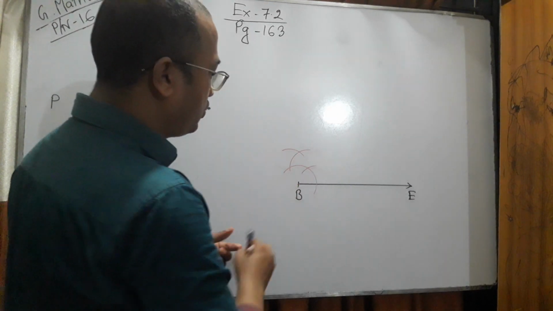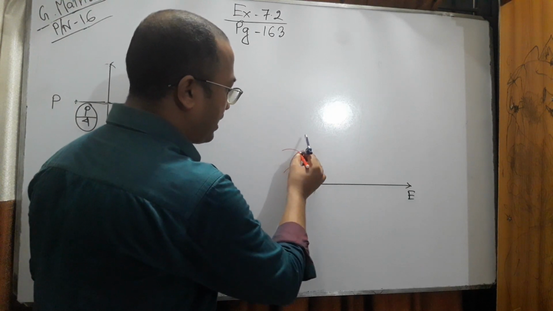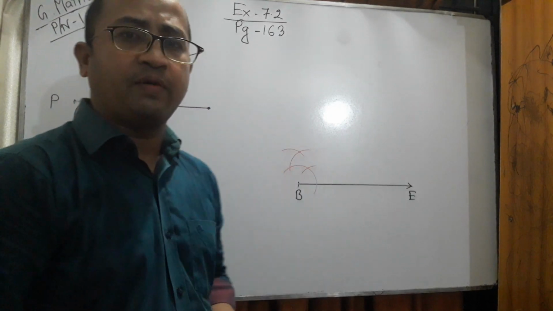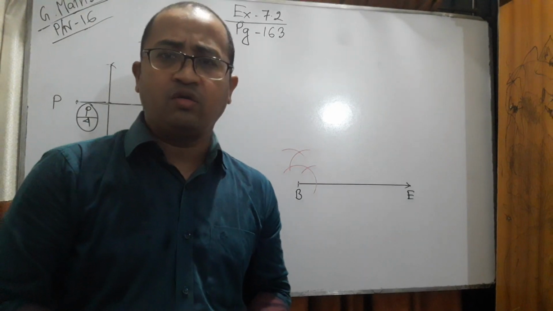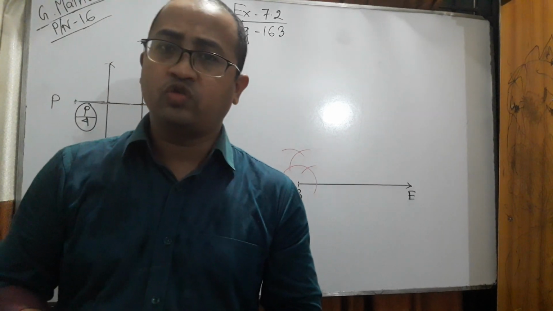Now, we will join this point B and this point. We will get a perpendicular. That will create a 90 degree angle over there. So now join these two points.